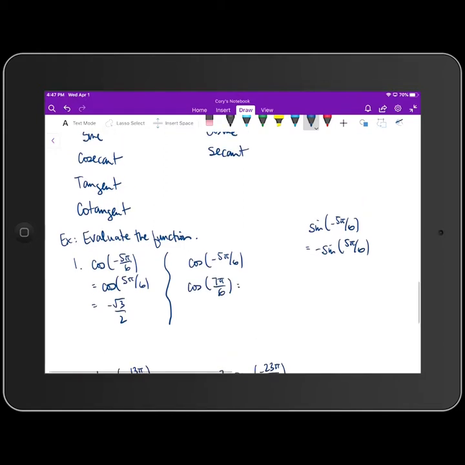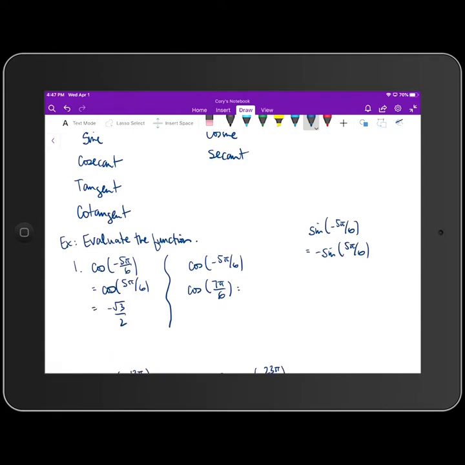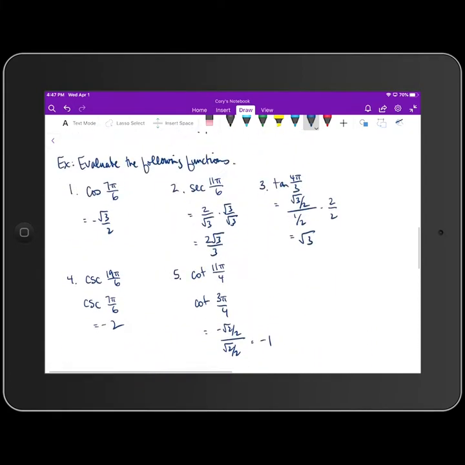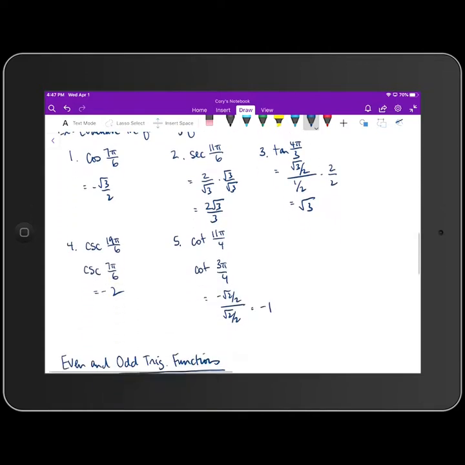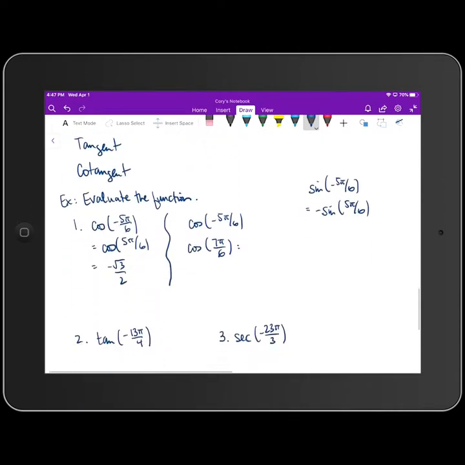Okay, so all I have to do now, because my angle is between 0 and positive 2 pi, is go over to the unit circle. 7 pi over 6 is that angle in quadrant 3. Cosine is going to be the x coordinate of that point. So that is going to be negative rad 3 over 2. And we get the exact same result, either using the even and odd properties or finding the angle that is coterminal with the given angle.